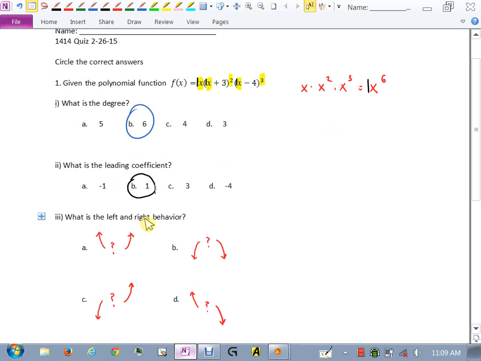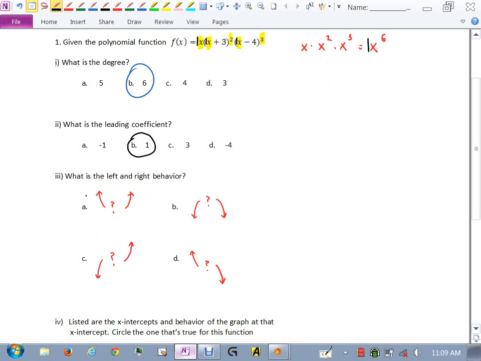All right, what is the left and right hand behavior? You have an even degree and a positive leading coefficient, right? Which means that the left and right hand sides both go up. Okay? So look, here's a way to remember this. Does everybody here know what x squared looks like? It looks like a parabola that goes up, right? Isn't that an even degree with a positive leading coefficient? Do you know what negative x squared looks like? Yes, going down. That's an even degree with a negative leading coefficient.